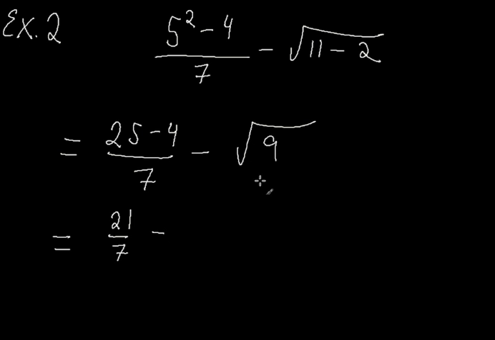What is the square root of 9? Which is like saying what number times itself equals 9, and that's 3. Okay, and then we have 21 divided by 7, so that is 3. And then we have the 3 over here, so 3 minus 3 is 0. Okay, so that's my final answer. I think the final answer would have to be 0. Let's go to another example.